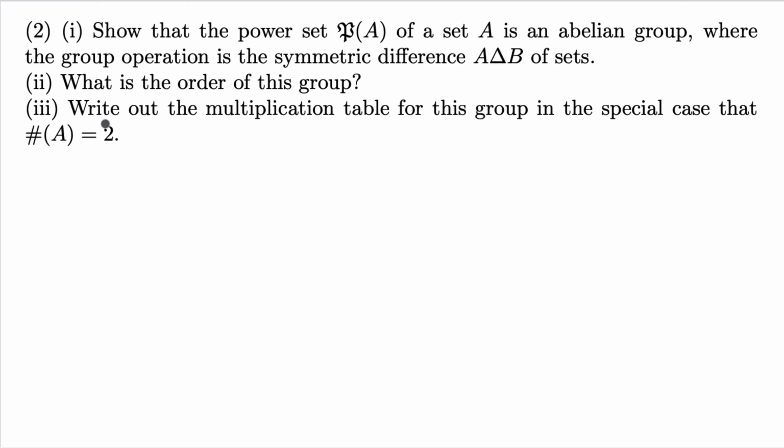Fantastic. Let's proceed. So for part 1, I want to show that the power set of set A is an abelian group where the group operation is a symmetric difference. So let's start with perhaps the highest structural element but the easiest to prove, namely that A symmetric difference B is equal to B symmetric difference A. And this comes from the fact that you can think about A symmetric difference B as A union B subtracting B intersect A.